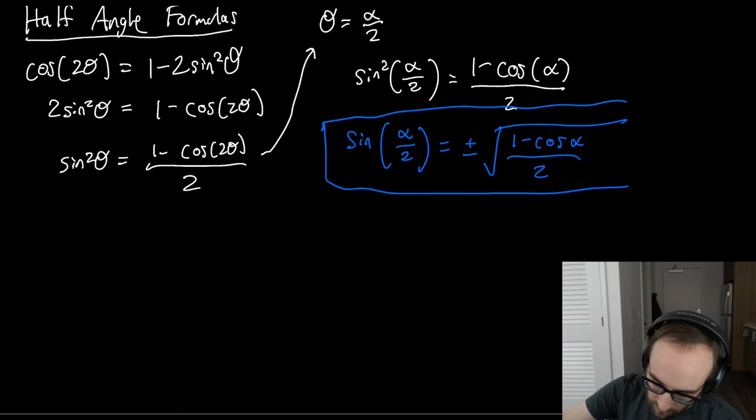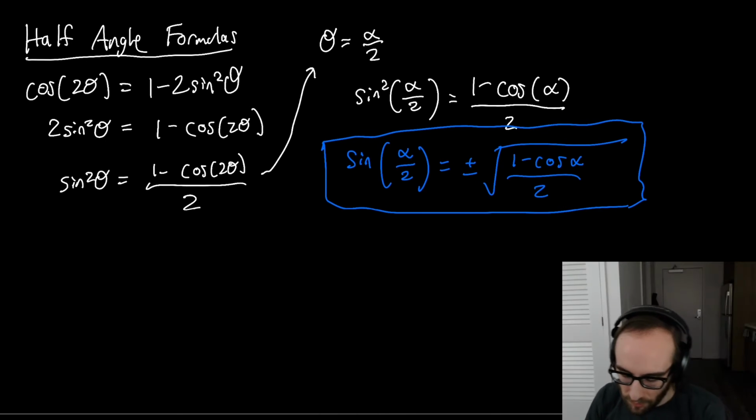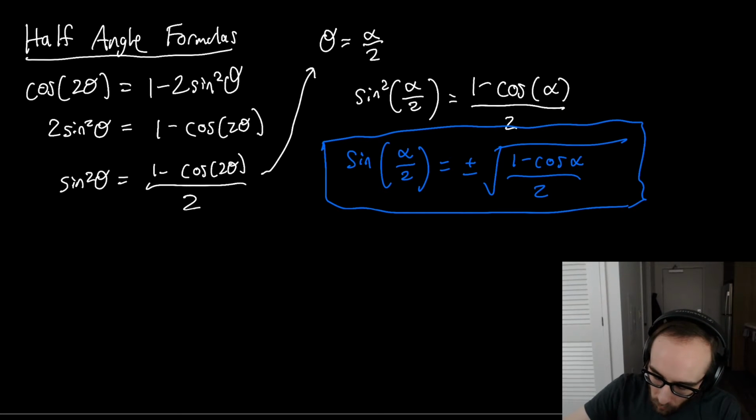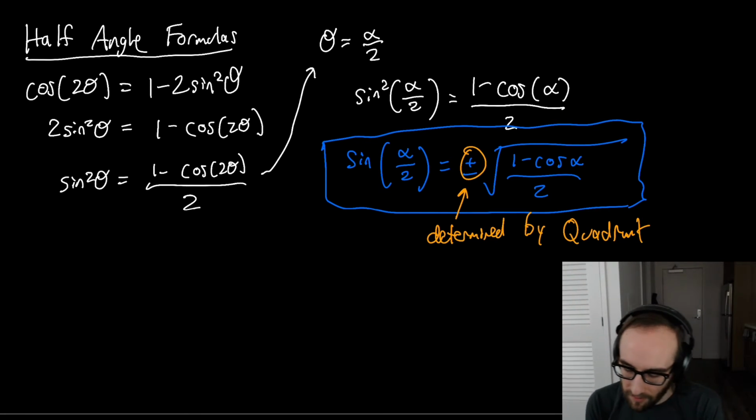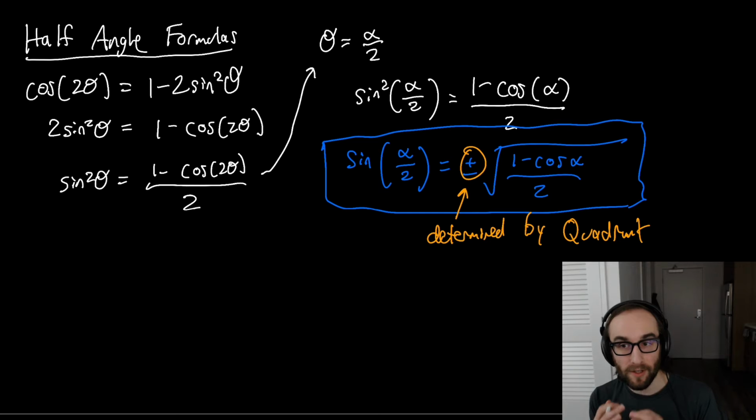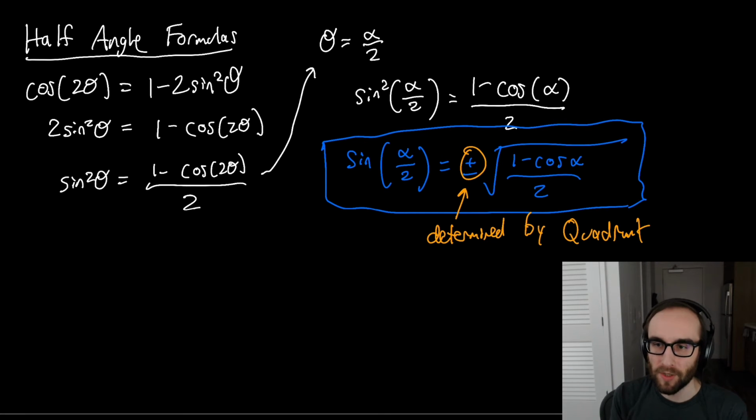So sine of some angle over 2 is equal to the plus or minus square root of 1 minus cosine alpha over 2. And one note is this plus or minus is determined by the quadrant that we're located in. So that's going to tell us what the sign values are of sine and cosine, so if it's positive or negative. So we're only taking positive or negative, and we know that from the quadrant.